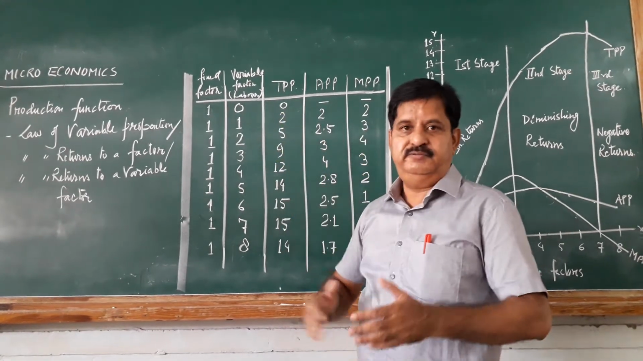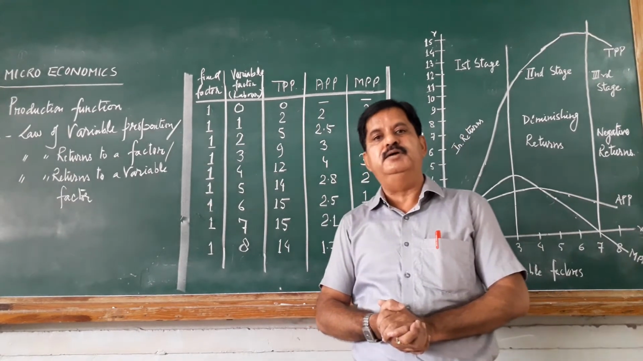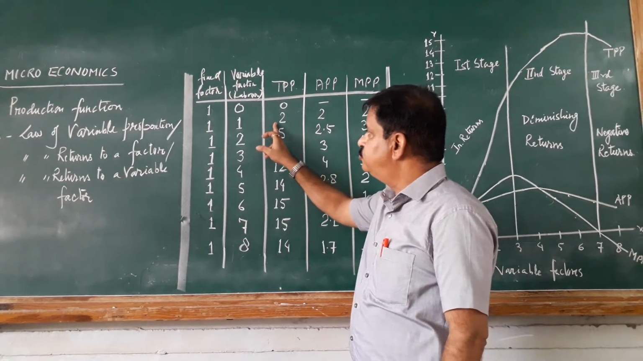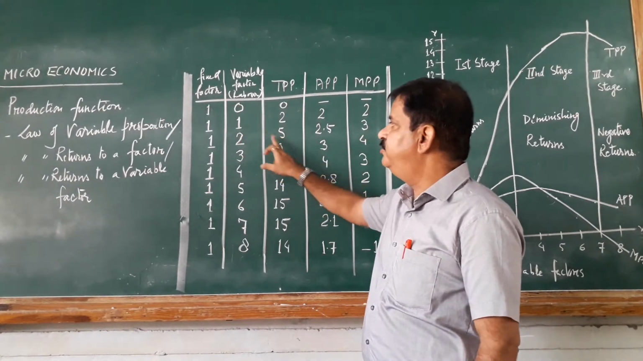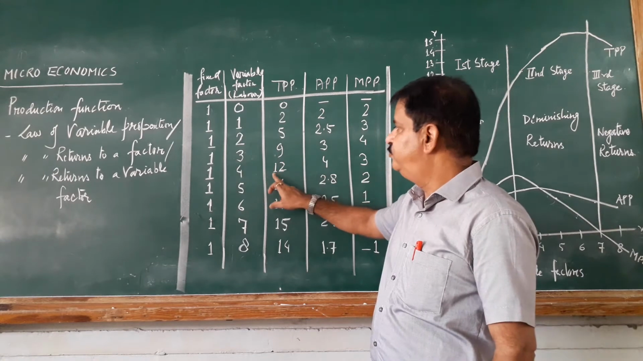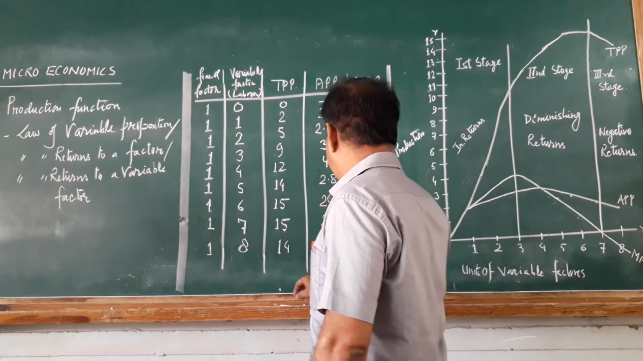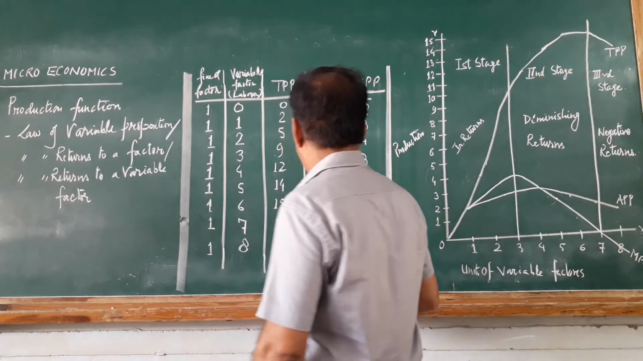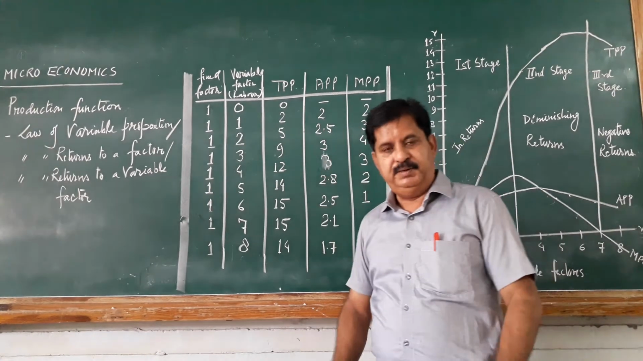We can find it out by using the formula APP is equal to TPP upon number of units of the variable factor. When we divide this total product by the number of labor, 2 divided by 1 is 2, 5 divided by 2 is 2.5, 9 divided by 3 is 3, 12 divided by 4 is again 3. Like this, we will be able to obtain the APP.